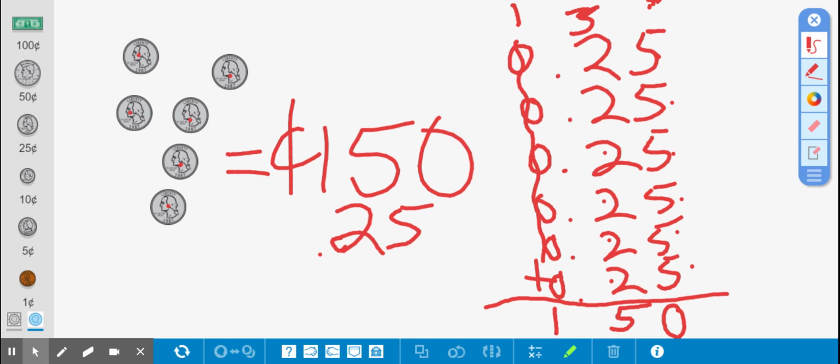Now, always, always, always bring your decimal point down, straight down. And this is now read as $1. Decimals are read as an 'and.' 50 is 50 cents. So that's $1.50. If we were to read this as a decimal, it would be 1 and 5 tenths or 1 and 50 hundredths. Okay, so let's go ahead and practice some of these repeated coin addition problems.